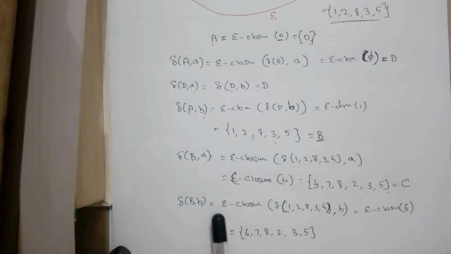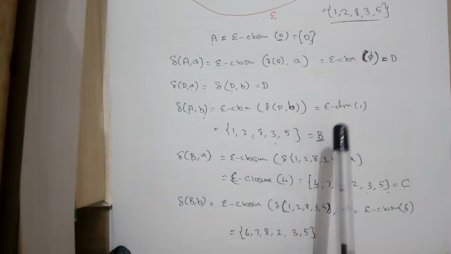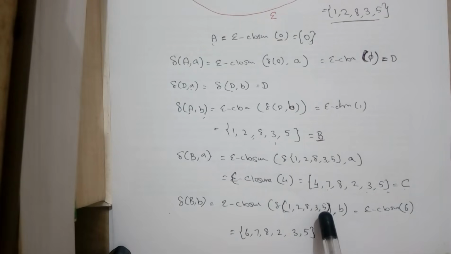So when you find this transition of B on B, you have to find the states that are included in B as the transition. So here we have only 5 on B, we have a transition to 6. So we have to find E closure of 6. Again it is like the same procedure. First we have to start with 6 and we have to find this transition of 6 on epsilon as 7, 7 on epsilon as 8 and 2, 2 on epsilon as 3 and 5.